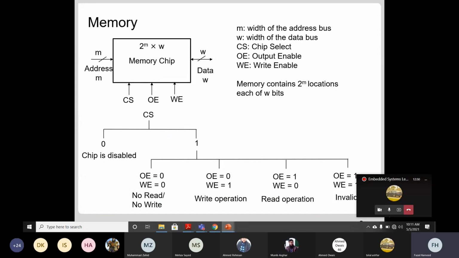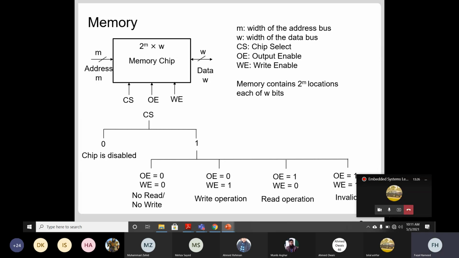So how is the memory? A memory is a chip that stores the data. It has inputs. One input is the address, on the left hand side. Then there are other inputs: CS, OE, WE. These are the inward arrows.